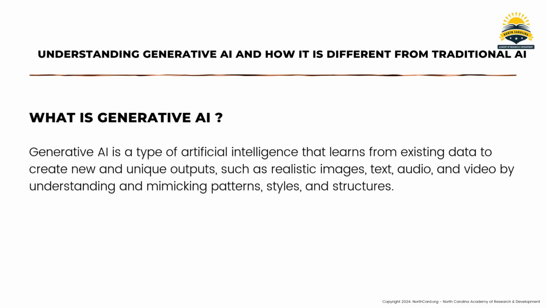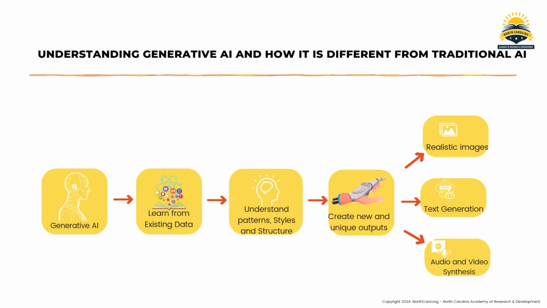Let's understand this with a diagram. The diagram outlines the process of generative AI, showing how it works step by step. The Gen AI learns from existing data. It studies a large amount of data to understand different types of information. For example, it might analyze thousands of images to learn what a cat looks like.